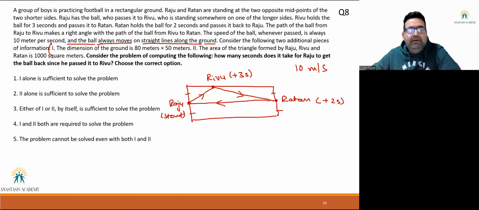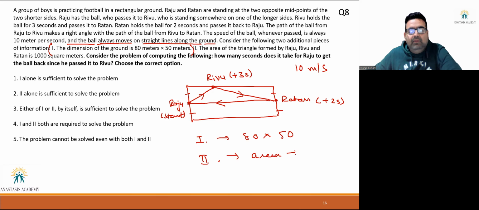The first statement is basically giving you the dimensions of the rectangle. So the first statement is giving you length into breadth, so length is 80, breadth is 50. So all the distances are known to me. This side of Rivu will be 80, this will be half, 25, this will be 25, this also will be 80. So I know all the sides, right? And the second statement is telling me the area of the triangle between the two players is 1000.